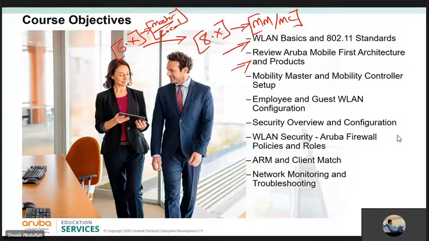New architecture, right? And we'll be discussing the MMMC setup. What do we need to do in order to set up a virtual mobility master? What is it we need to do to set up a mobility controller? What are the different ways in which we can provision a mobility controller to become part of our architecture? We'll be discussing that as well.